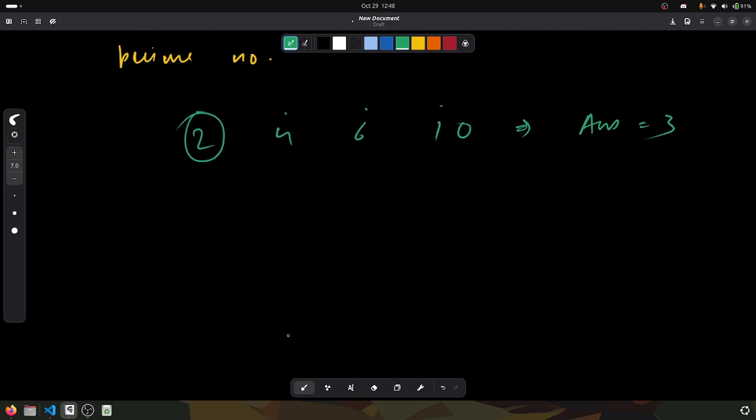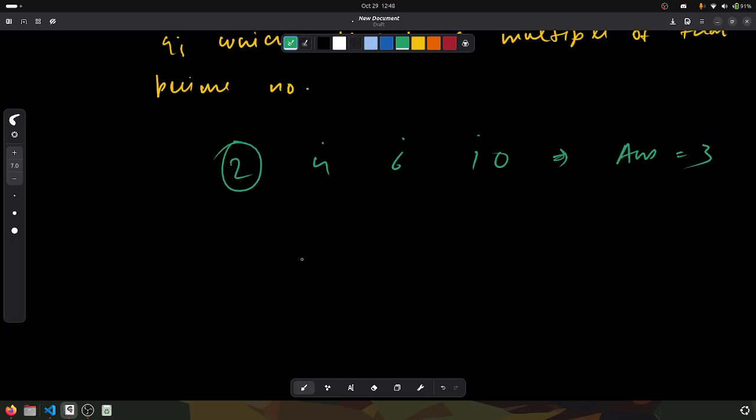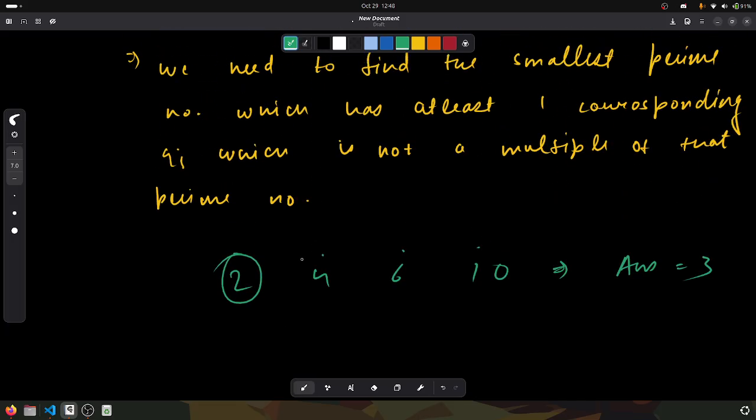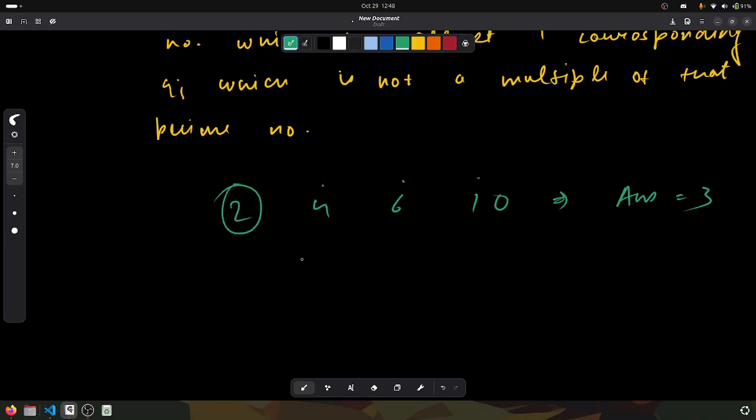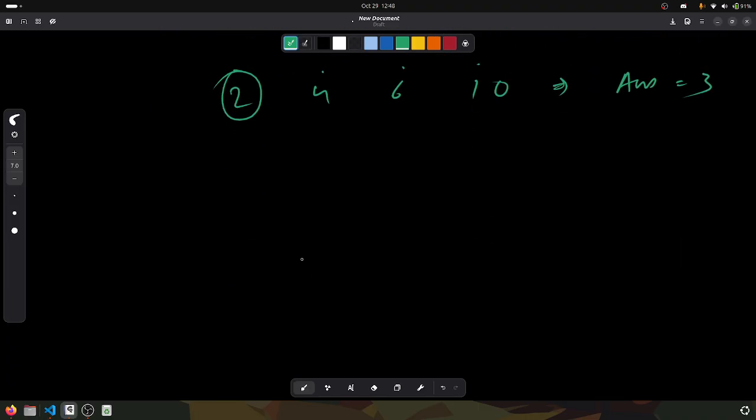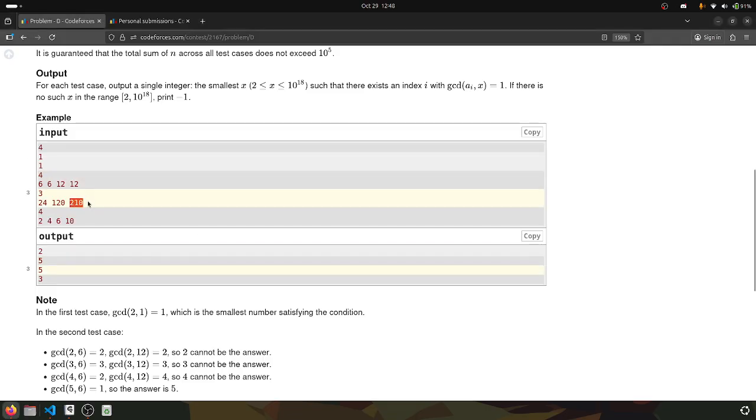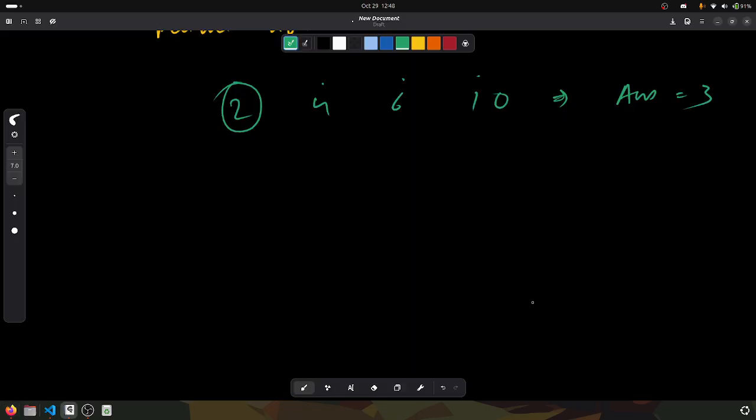Now we cannot simply check for each prime number by iterating over the full array, because that would be an n square time complexity. So we need to find some clever way of finding the smallest prime number that has a number which is not a multiple of that prime number.